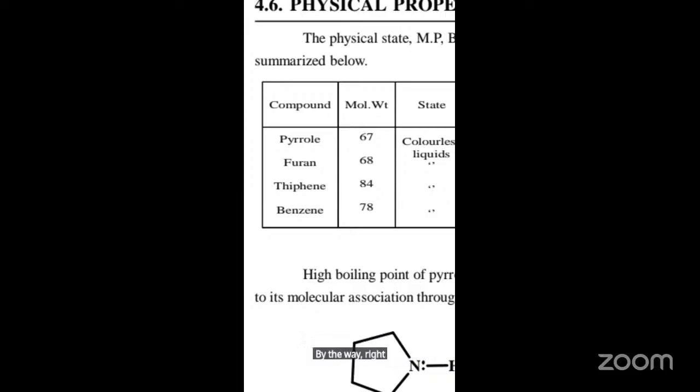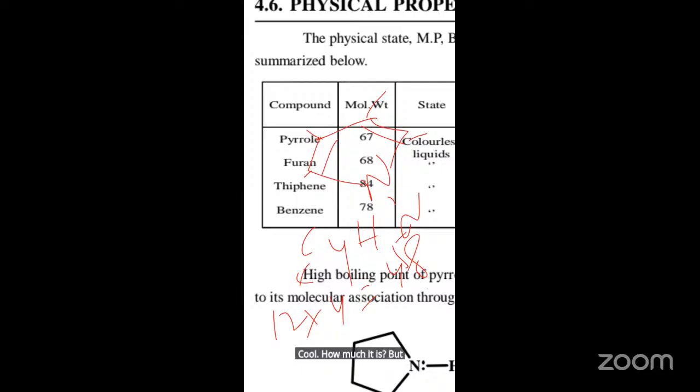Here the pyrrole is a 5-membered ring. The number of carbons, how many are there here? 1, 2, 3, 4, so C4. Hydrogens: 1, 2, 3, 4, here 5. So C4H5N. Carbon is 12, so 12 into 4, how much is it? 48, and 5 hydrogens, so it is 53. 53 plus nitrogen 14 is 67.